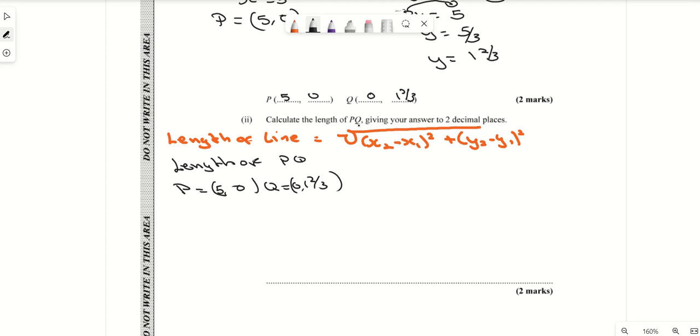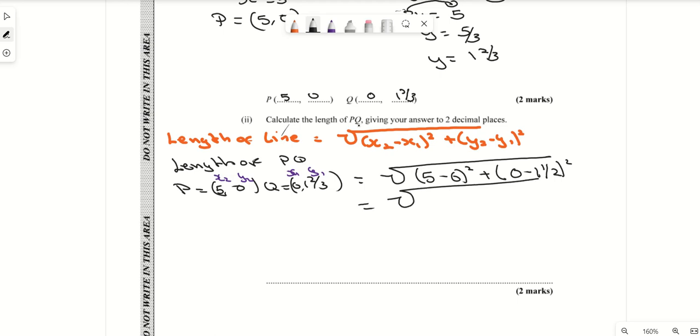We choose one of them to be group 1 and one to be group 2. I chose P to be group 2, so this is x2, y2, and this is x1, y1. It does not matter which one you choose. You could choose it the other way around and you'll still get the same answer. So this will be the square root of open bracket x2, which is 5, minus x1, which is 0, all squared, plus y2, which is 0, minus 1 and 2/3 all squared.